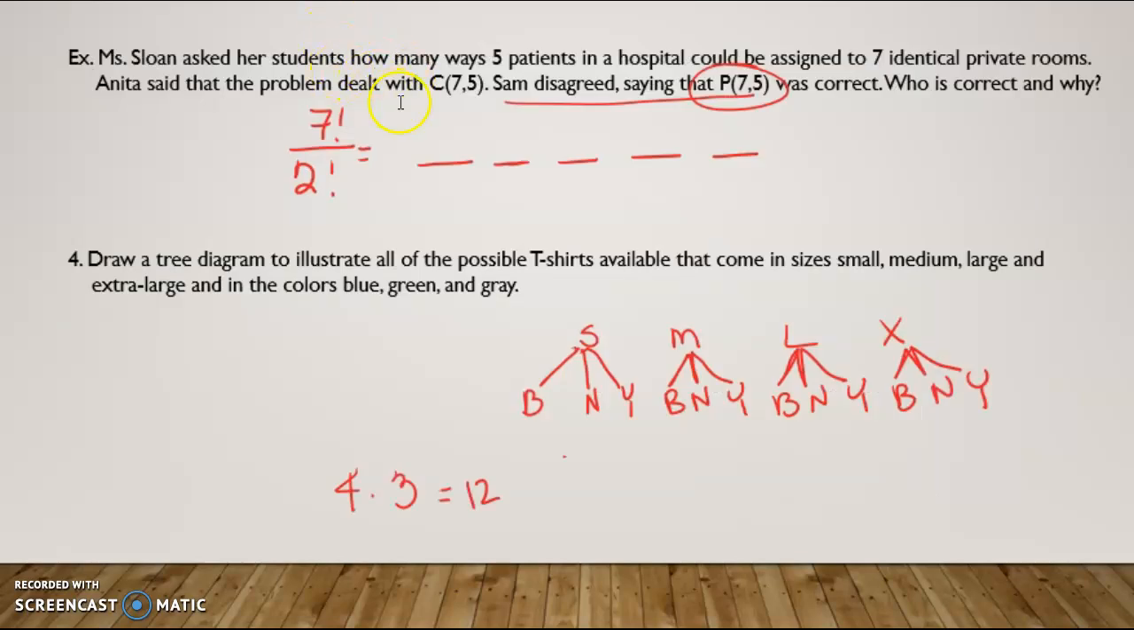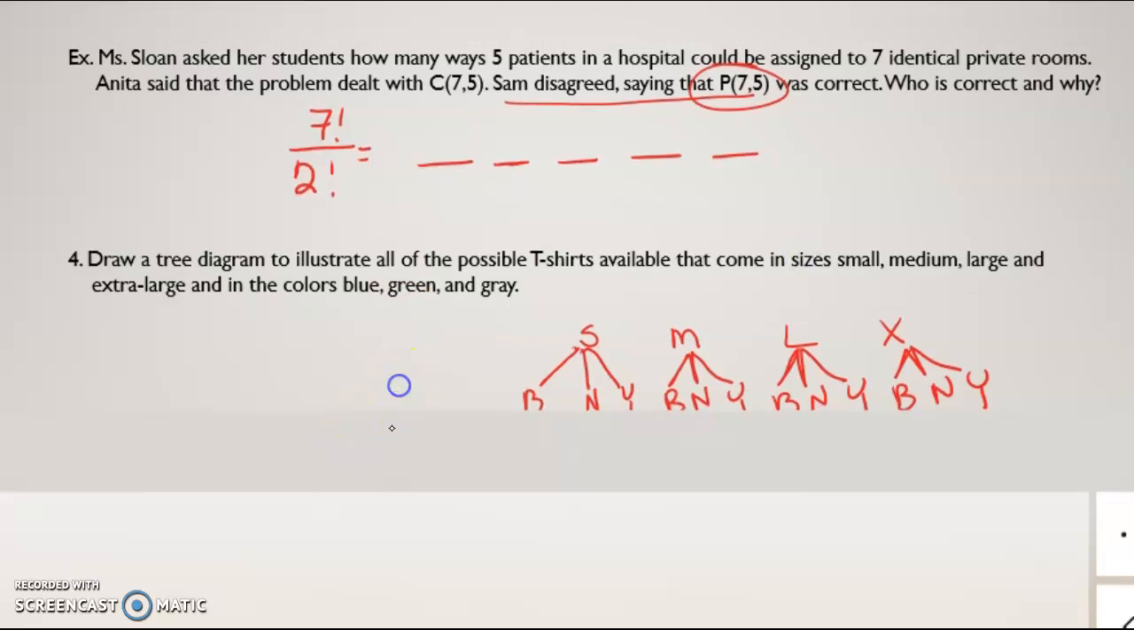Ms. Sloan asked her students how many ways 5 patients in a hospital could be assigned to 7 identical private rooms. Anita said the problem dealt with 7 combination 5. Sam disagreed, saying this was 7 permutation 5, which is correct. It's a permutation because once you assign somebody to a room, you can't assign anybody else to that room, and it's an order is important. You're not going to have the same sort of person coming the second time.